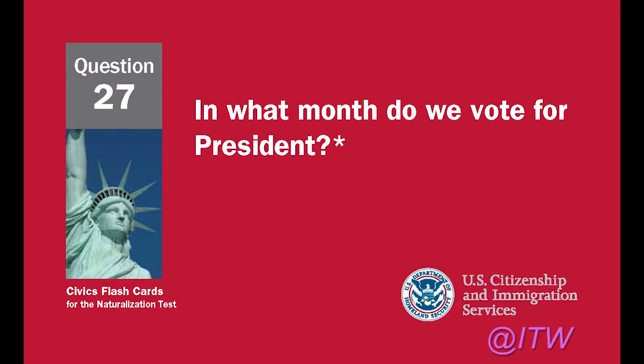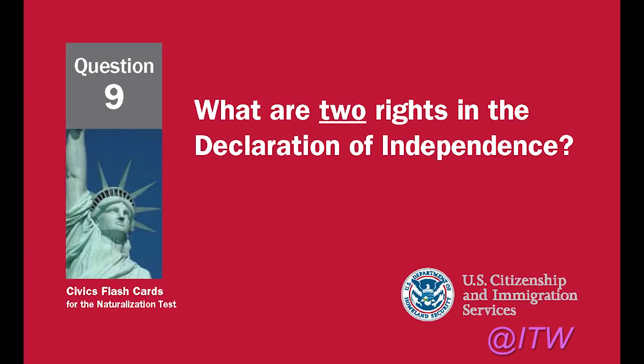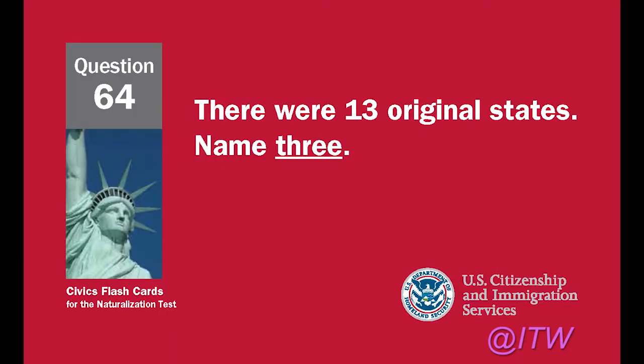In what month do we vote for president? November. What are 2 rights in the Declaration of Independence? Life, liberty, pursuit of happiness. There were 13 original states. Name 3.